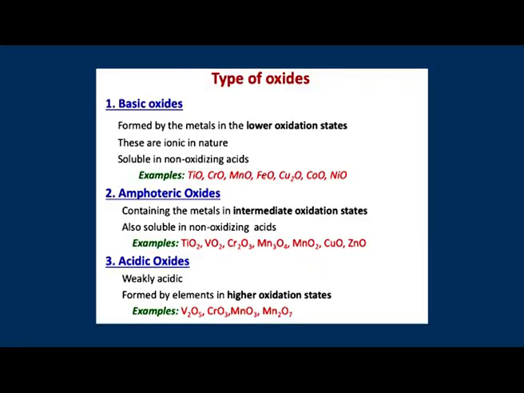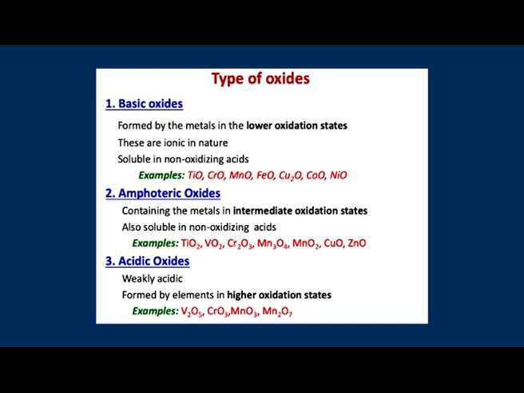First one, basic oxides. They are formed by metals in lower oxidation state. These are ionic in nature. They are soluble in non-oxidizing acids like hydrochloric acid. This is about the general nature of basic oxides. Some examples include TiO, CrO, manganese oxide, FeO, etc.